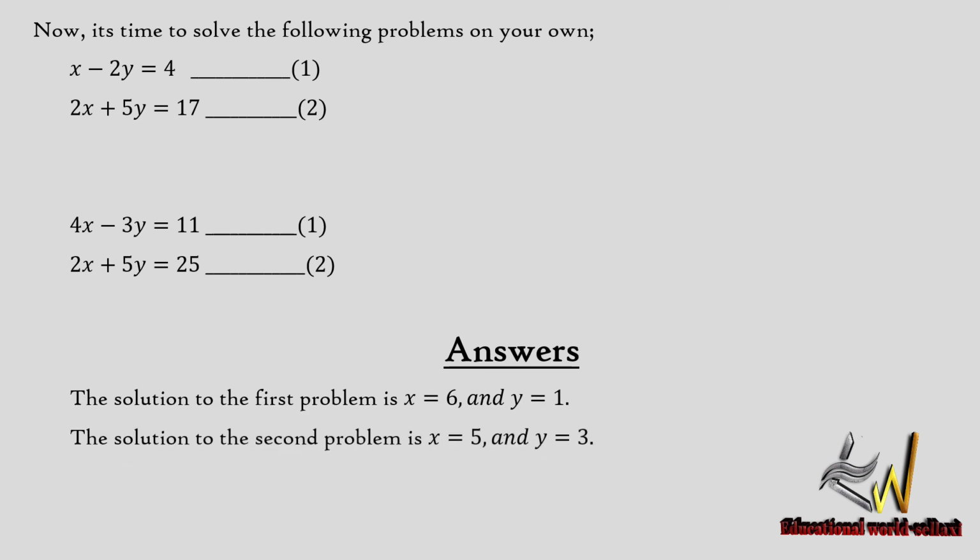Now, the answers to the questions. The solution to the first problem is x is equal to 6 and y is equal to 1. And the solution to the second problem is x is equal to 5 and y is equal to 3. If your answers are correct, then you are good to go. You can attempt any simultaneous equation.